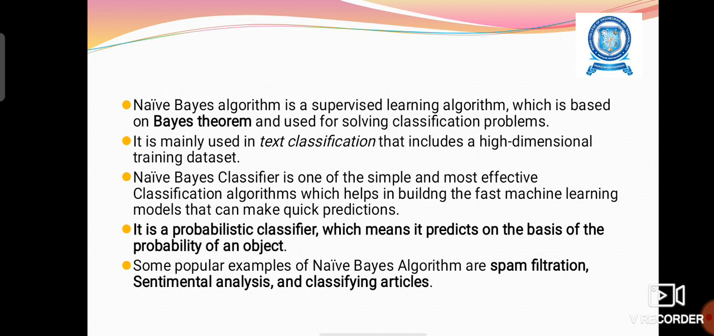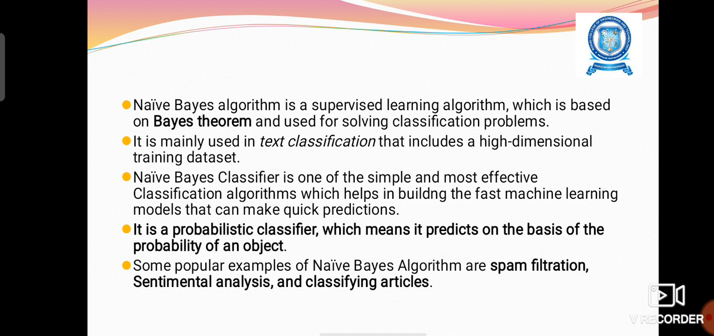The Naive Bayes algorithm is a supervised learning algorithm which is based on a probabilistic theorem, that is Bayes theorem. It is used for solving classification problems. It is mainly used in text classification that includes a high-dimensional training dataset. It is one of the simple and most effective classification algorithms which helps in building fast machine learning models that can make quick predictions.